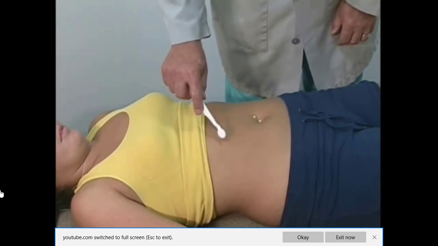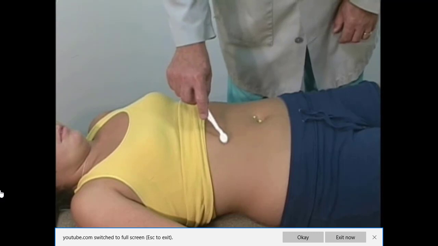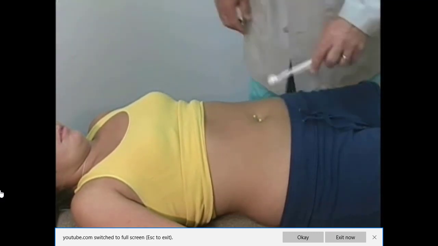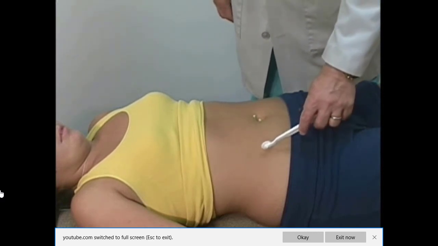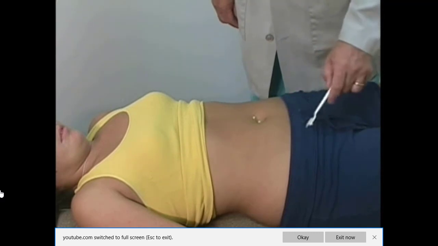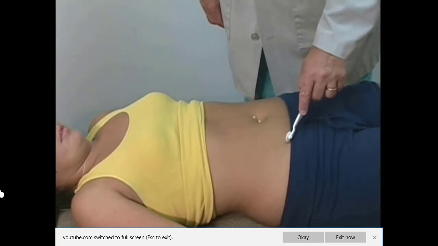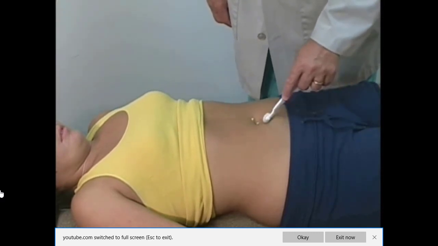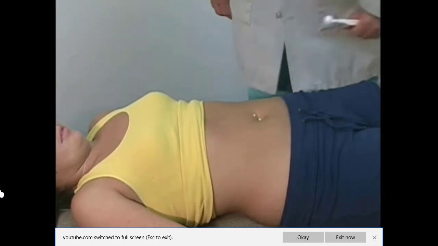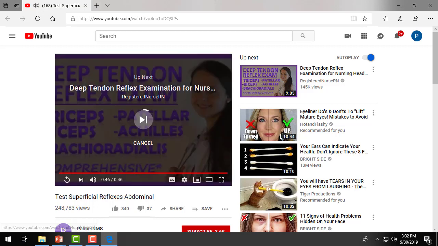T7 to T9, the upper right quadrant, scratch towards the umbilicus, watch it contract. Just lateral to the umbilicus is approximately T9 to T11. And then from the inguinal region up towards the umbilicus, watch it contract, is approximately T10 to T12. You can watch them. I'll put them online.